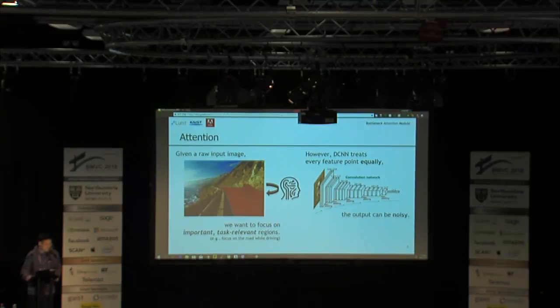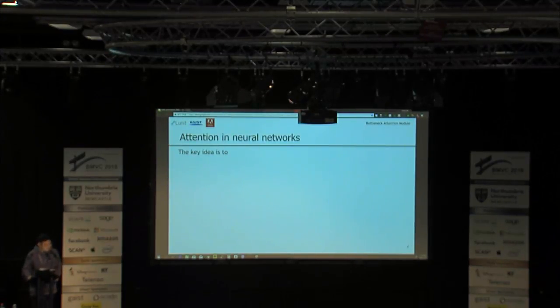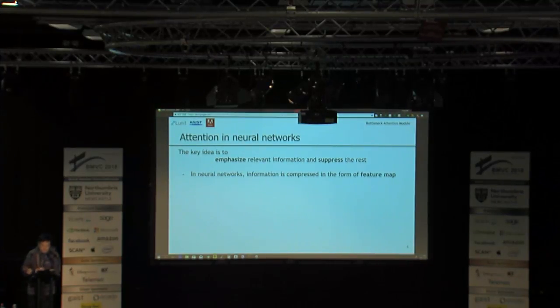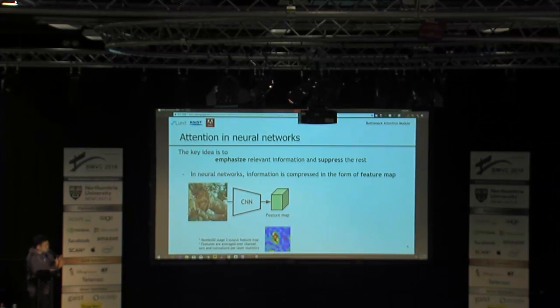But when we look at deep CNN architectures, we do many convolutions on the input images and features, so we treat every data point equally. The output is usually very noisy. So we thought we could implement an attention mechanism to help the network focus on important parts of the image. The key idea is to emphasize important parts and suppress less important parts. In CNNs, information is contained in the form of 3D feature maps, so we produce an attention map for the feature maps. For example, an image is given to the CNN, then an intermediate feature map is produced.